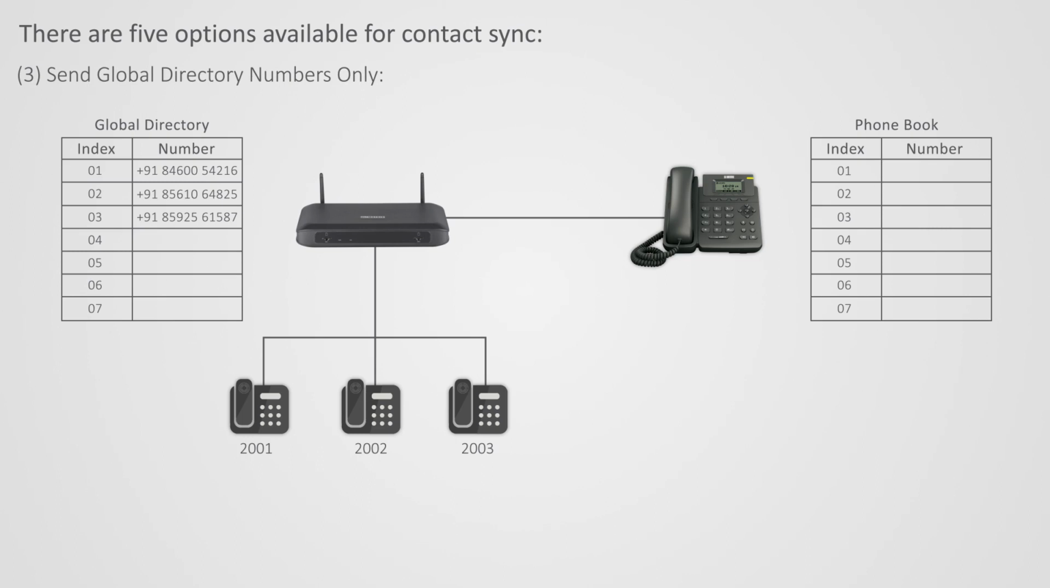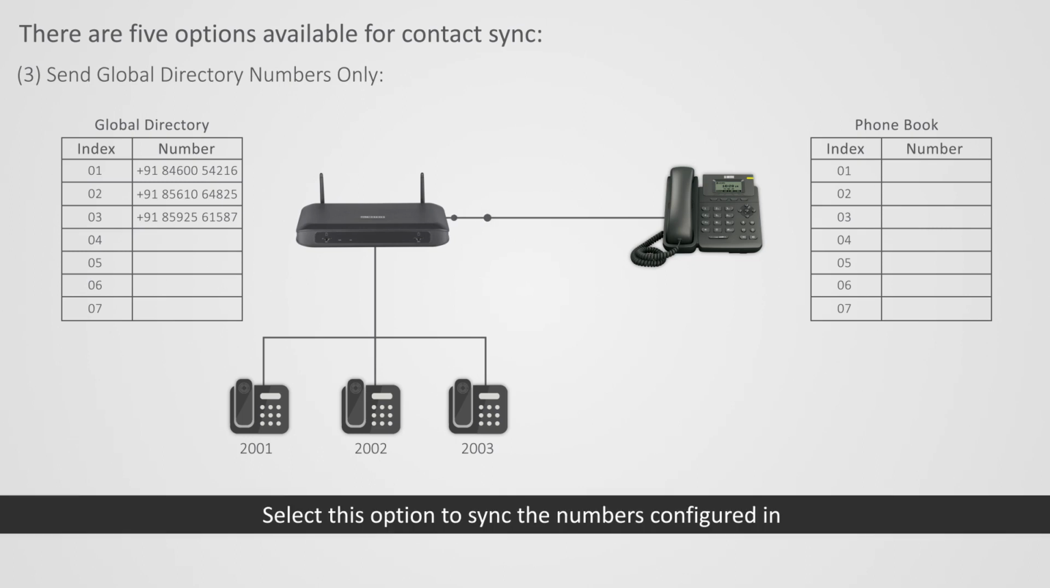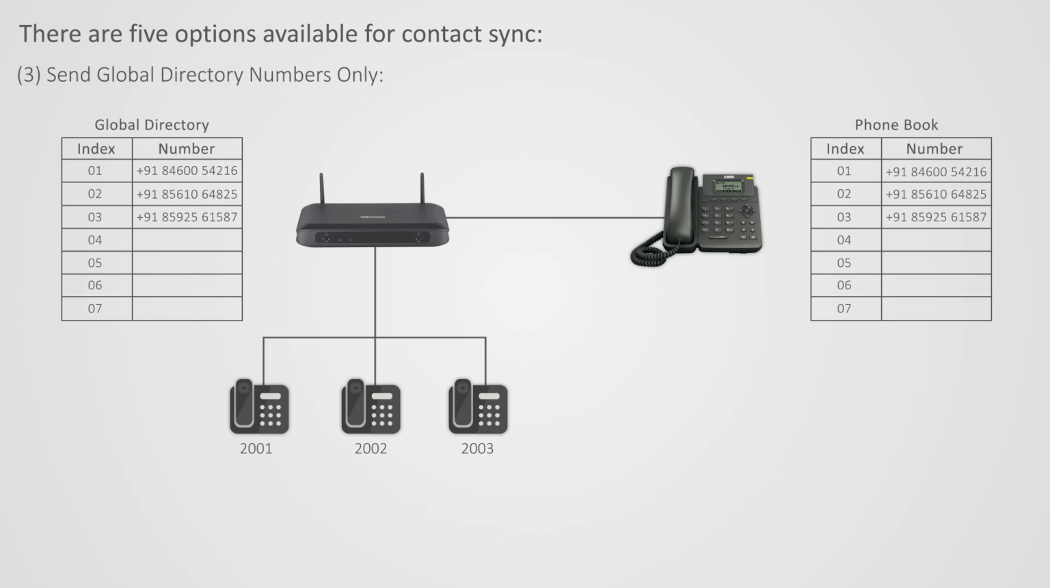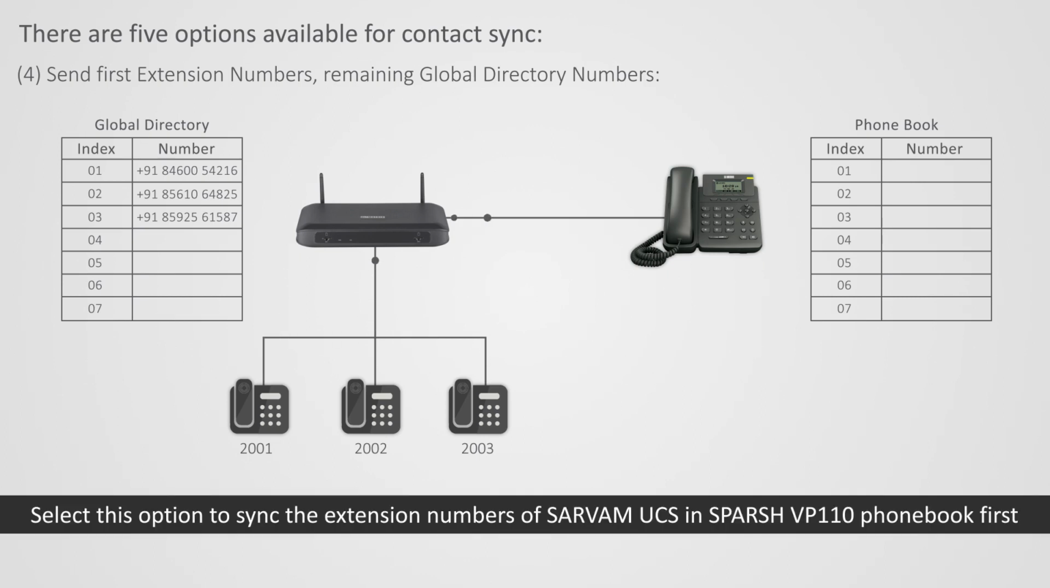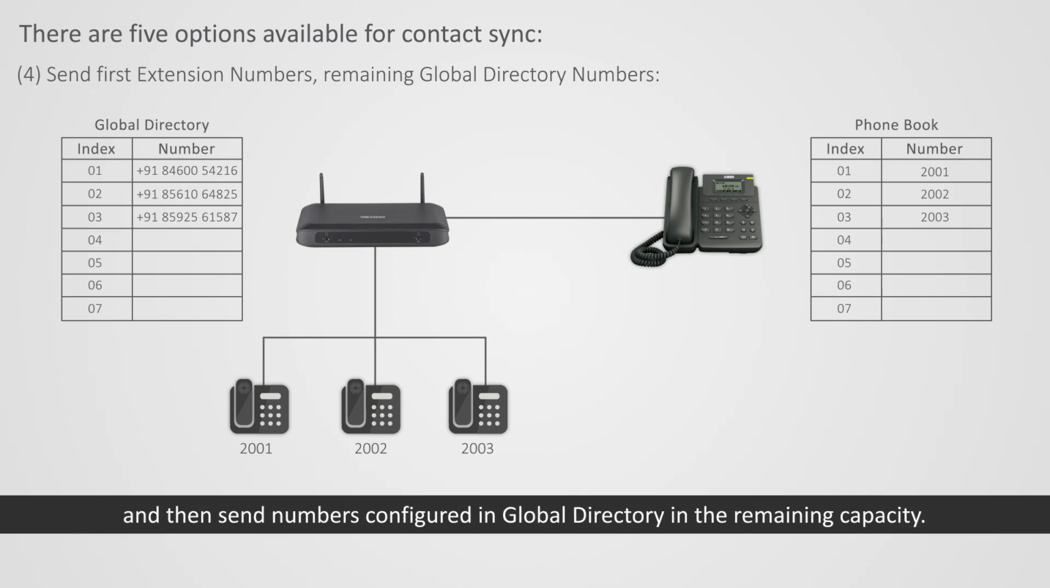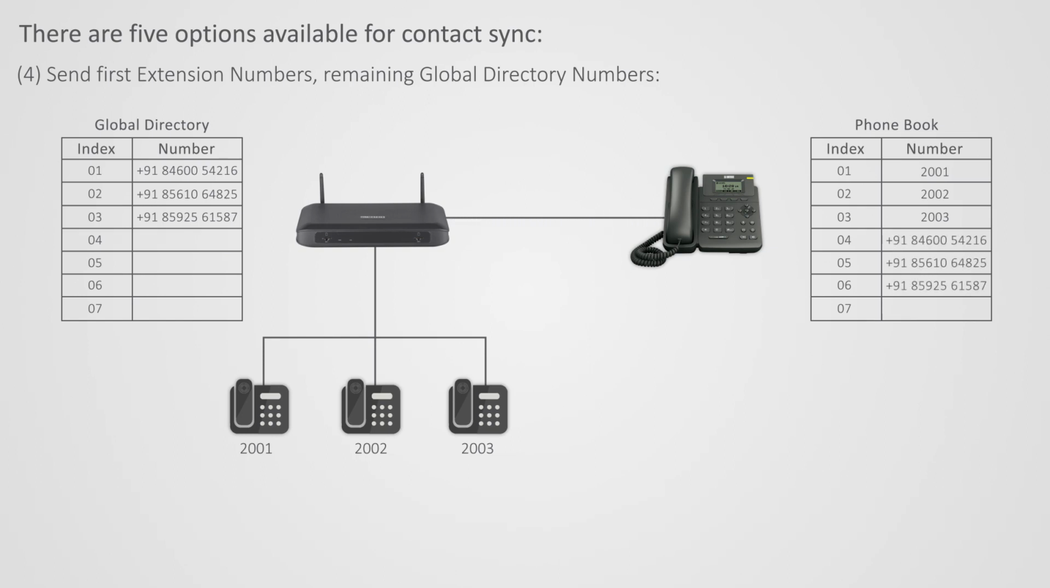Send global directory numbers only. Select this option to sync the numbers configured in global directory of SARVAM UCS in the phone book of SPARSH VP110. Send first extension numbers, remaining global directory numbers. Select this option to sync the extension numbers of SARVAM UCS in SPARSH VP110 phone book first, and then send numbers configured in global directory in the remaining capacity.